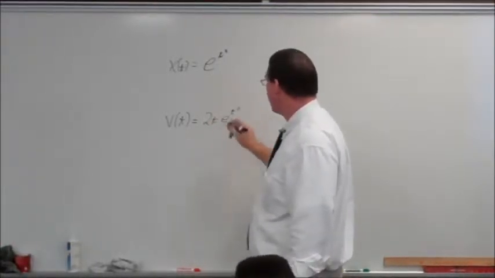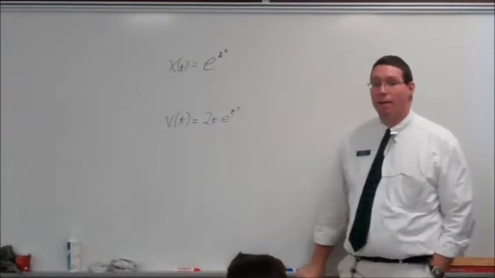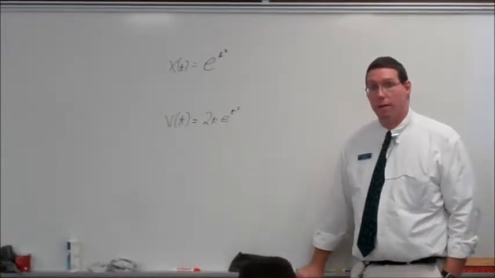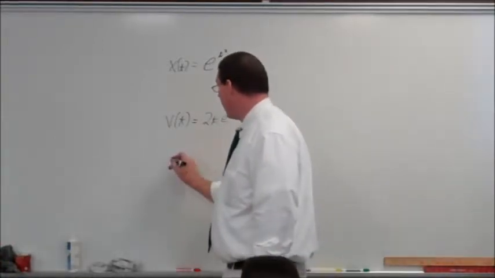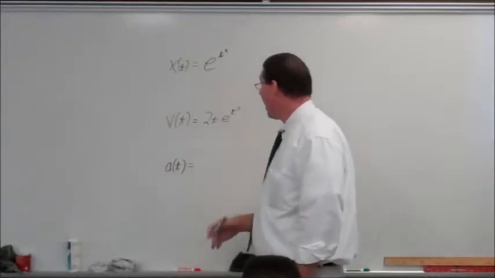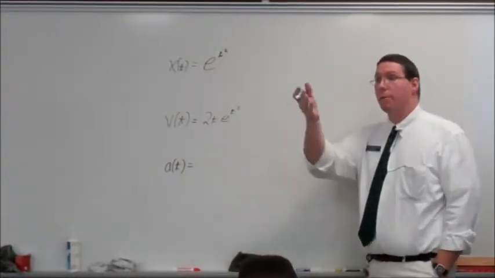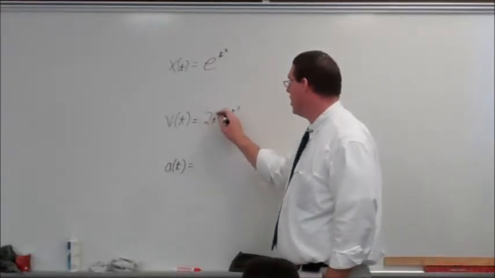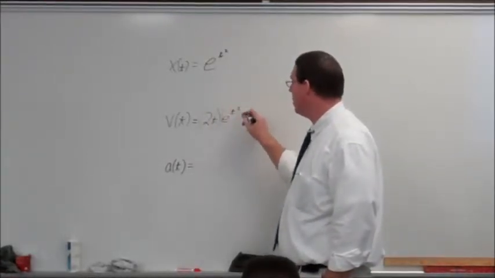And now, let's say that we want to understand the acceleration of this object. We need the derivative of velocity. So a of t is going to be, now what are we going to deal with here? This is a product rule, because what we have is 2t times e to the t squared.